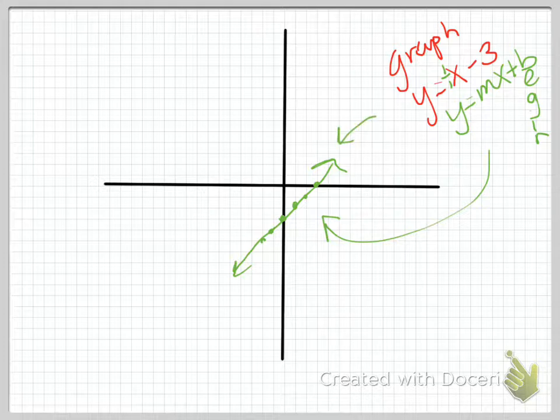And please do not forget to put arrows on it. That means the line continues and continues and continues. Okay, do not forget your arrows.